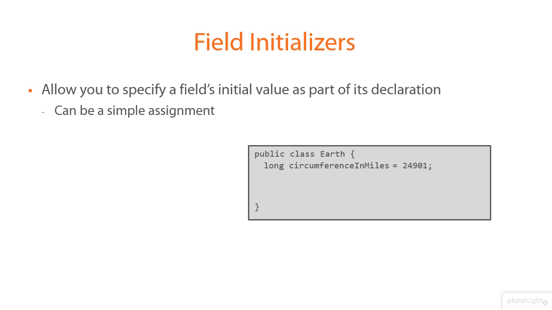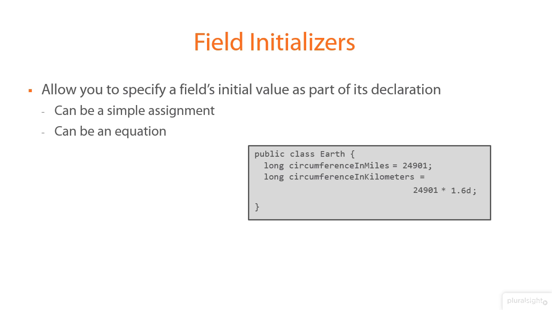Now, simple assignments are a good start, but that may not be enough. You can also use an actual equation. So if we had circumferenceInKilometers, well, we could calculate that out by hand, or we can simply say that I know if I take 24,901 and multiply it by 1.6, that'll give me the circumference in kilometers. So we can actually have that equation.